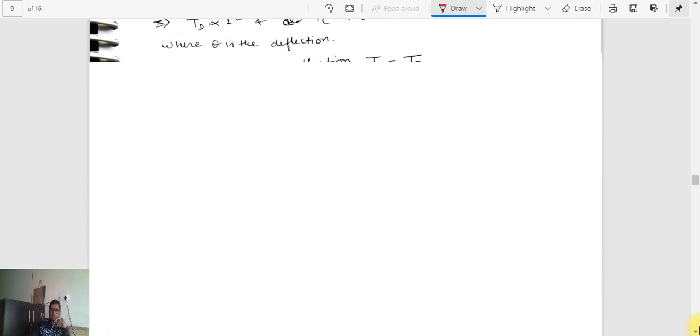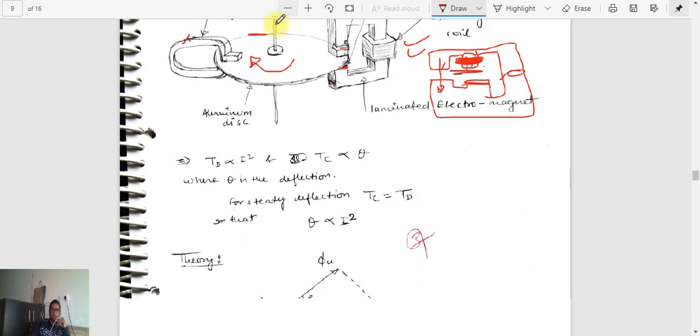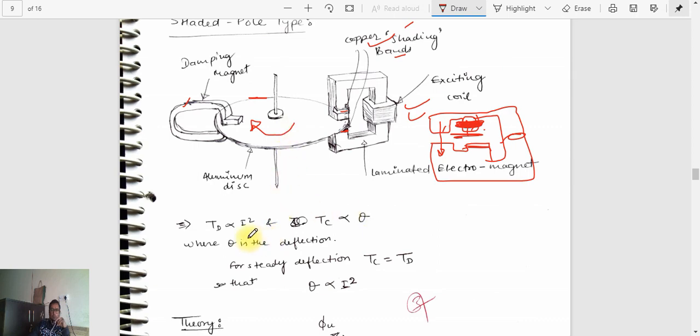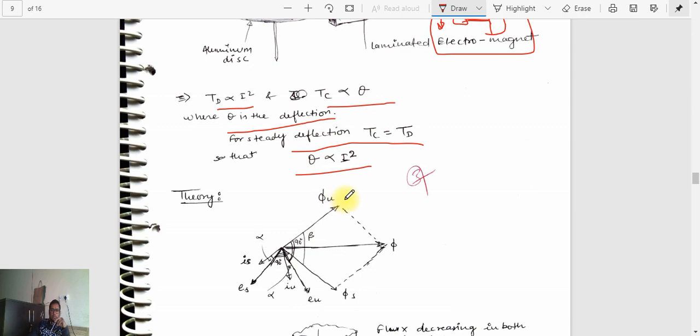So we can check here the same principle: TD is proportional to I square and TC is proportional to theta, where theta is the deflection. For steady deflection, the controlling torque TC is equal to the deflection torque TD, the same. Now this is the theory: this is phi u, and this is phi s. Shaded means with the copper band, and this is without the band.